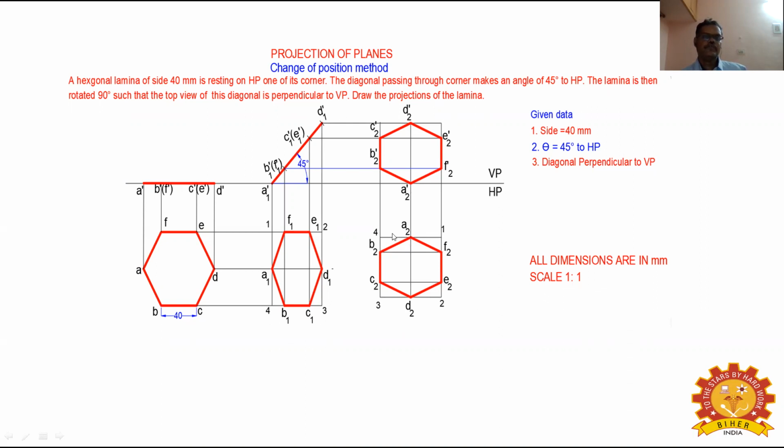Okay. From there you have to draw a vertical line. From here draw a horizontal line and mark as A2 dash, B2 dash, C2 dash, D2 dash, E2 dash, and F2 dash. So this is called as final front view. Okay.